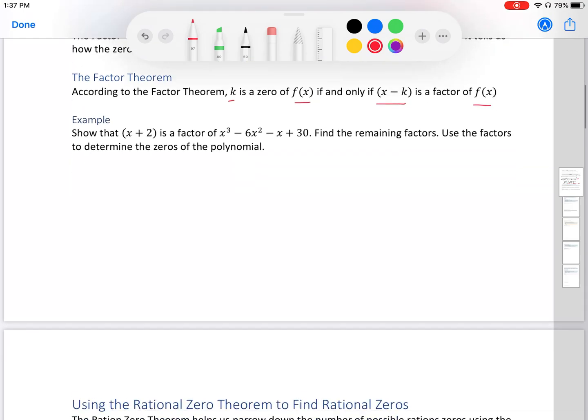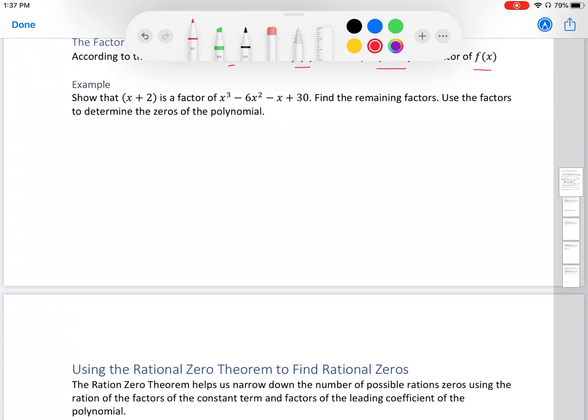Okay, this next example is asking us to show that x plus 2 is a factor of x cubed minus 6x squared minus x plus 30. Well, we can use synthetic division. I have x plus 2, so this tells me I'm going to work with negative 2. Remember, you basically are just changing the sign.